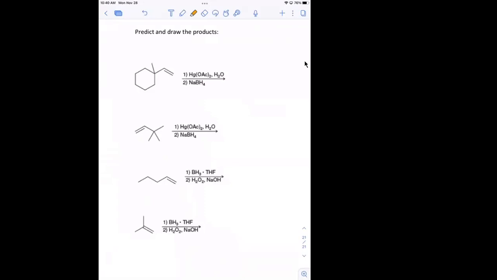So again, when we're thinking about these reactions, we don't care about any other functional group. We don't care anything about that ring, methyl group hanging off of it. All we care about is the alkene. That's it. That's where the reaction is going to take place.